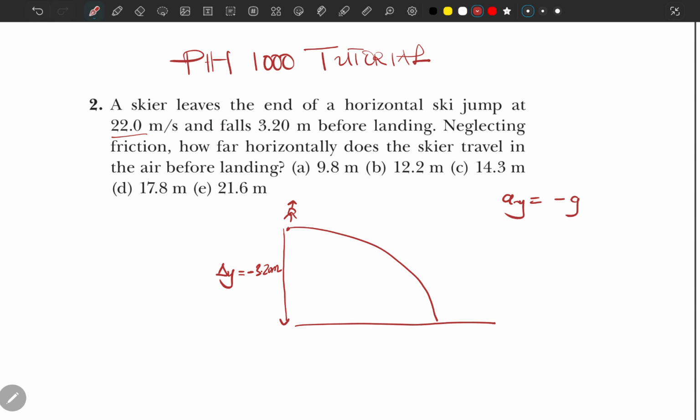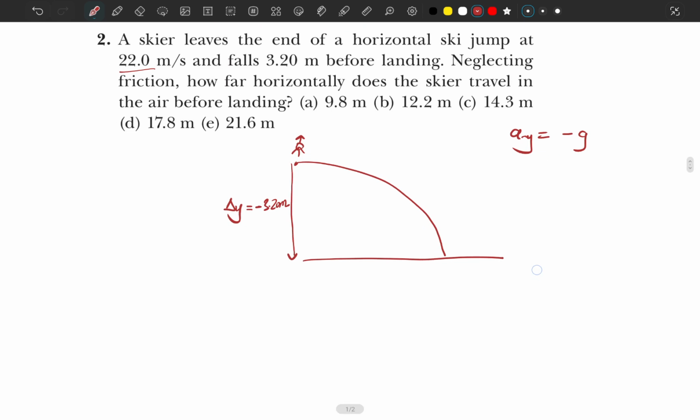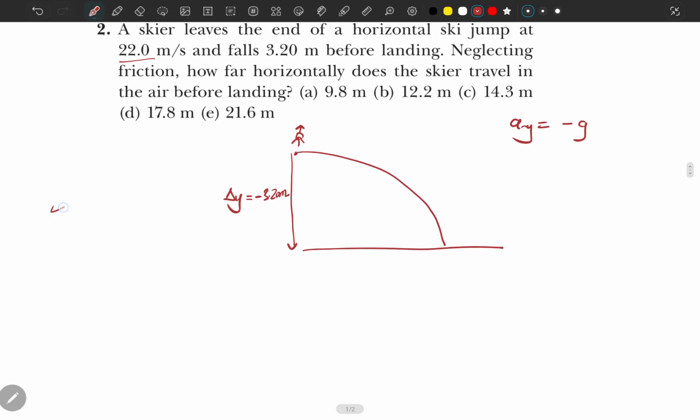So which equation of motion are we going to use to calculate the time taken? Because we are looking for how far horizontally the skier travels, neglecting friction, we need to find the time of flight. Then this time of flight is going to help us find the distance. Can we do that? Sure, so here's what we do.